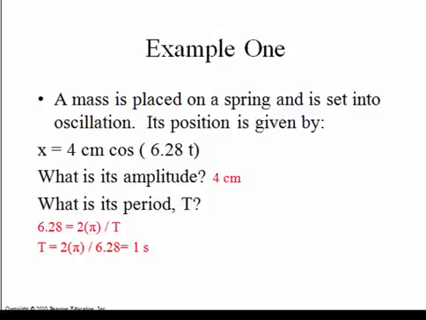A mass is placed on a spring and it's set into oscillation. The position is given by x equals 4 centimeters cosine of 6.28 t. What is its amplitude? It is simple. The coefficient of the cosine function is the amplitude, 4 centimeters. What is its period? We can use the term inside the parentheses to find the period. 6.28 equals 2 pi over T. T equals 2 pi over 6.28, which is equal to 1 second.